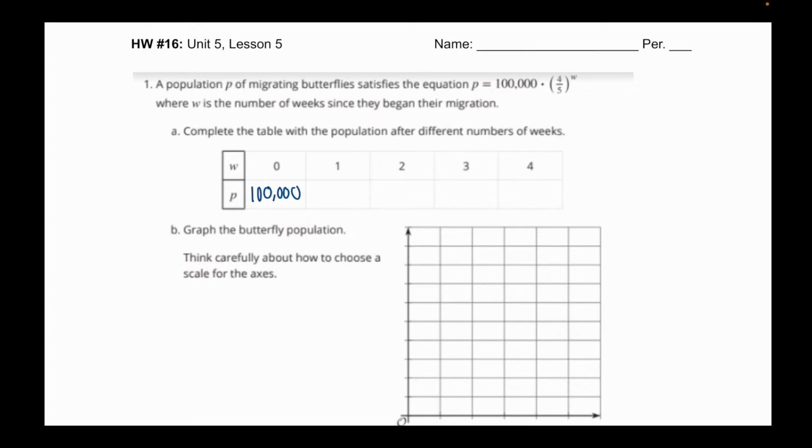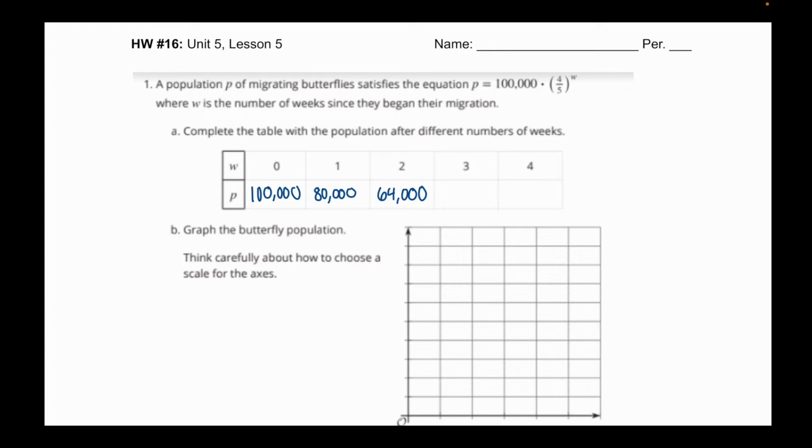Okay. Then when we put it to the power of 1 and multiply this out, if you take 100,000 and multiply it by 4 over 5, you will get 80,000. Multiplying by 4 over 5 is the same thing as dividing by 5 and multiplying by 4. So 100,000 divided by 5 is 20,000, then times 4 is 80,000. But if we apply it to the 80,000, we're going to get different numbers. Applying that to 80,000, if we plugged in 2, we would get 64,000 here.